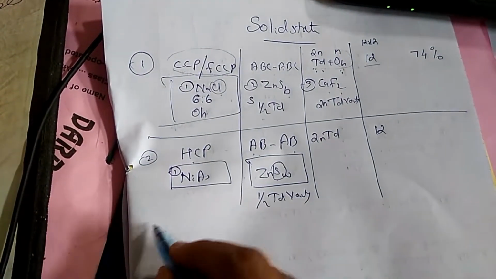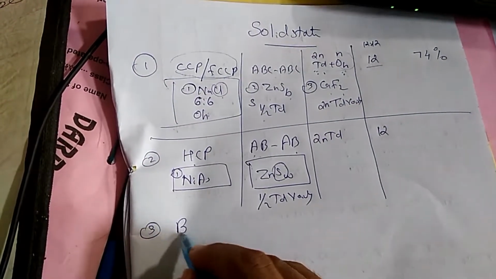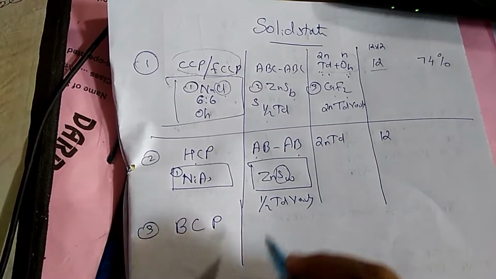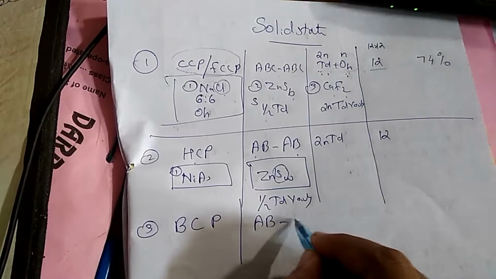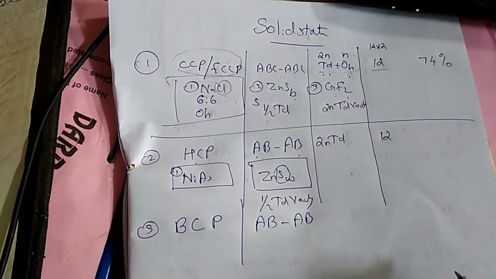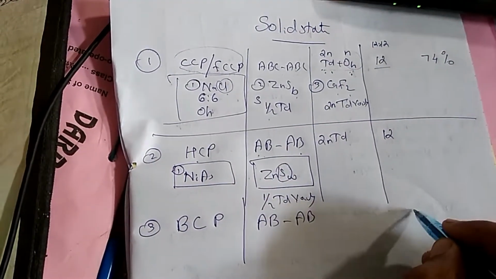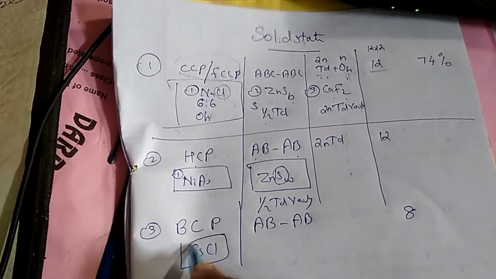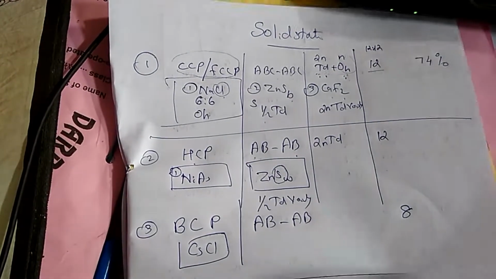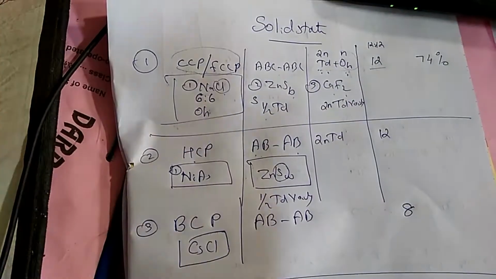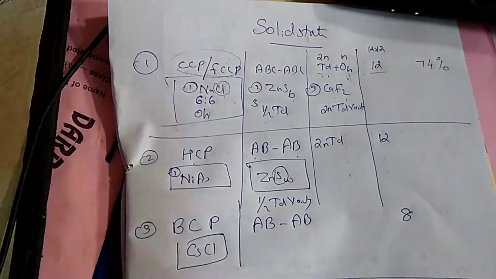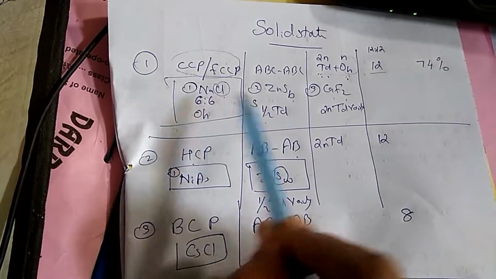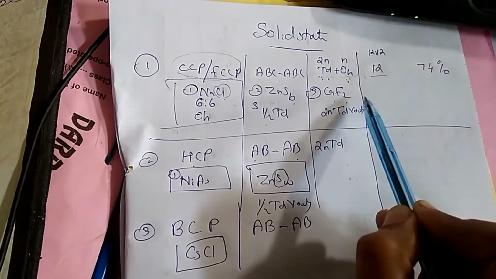Next, the third one is body-centered cubic packing. In body-centered cubic packing also, the arrangement will be AB. The coordination number in this case will be 8. An example is CsCl, cesium chloride. These are the important things, and we can get multiple choice questions on them. If you are thinking once more, for the cubic close packing arrangement, the examples are sodium chloride, zinc sulfide, and calcium fluoride.